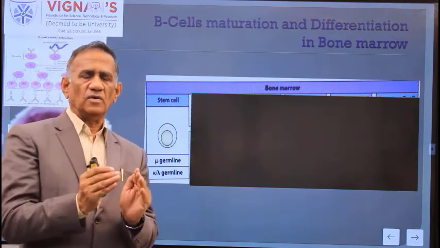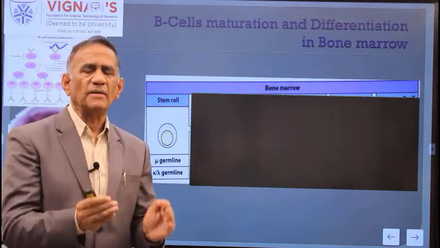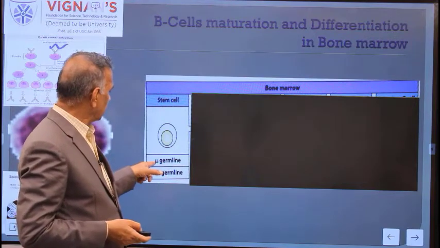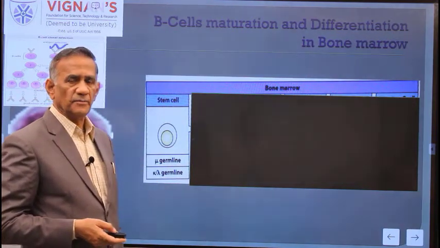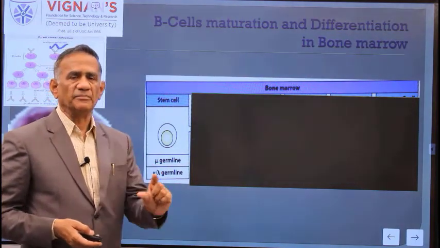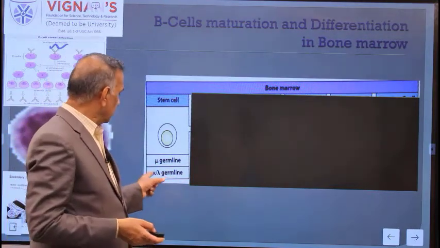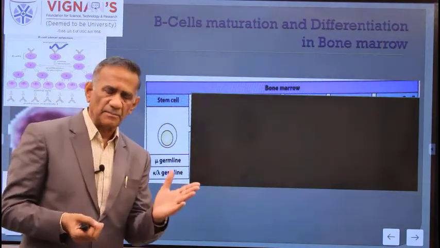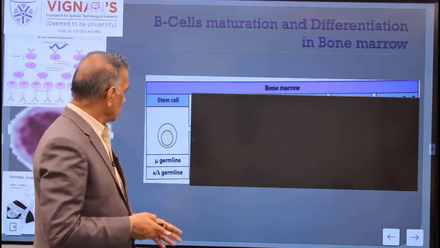Before they go to the lymph gland, what happens in the bone marrow? You see now, here in the bone marrow, this has the mu germline. Mu, that is, IgM will be there. Along with that, there are kappa and lambda, that is, the immunoglobulin light chain, which may be either kappa or lambda.